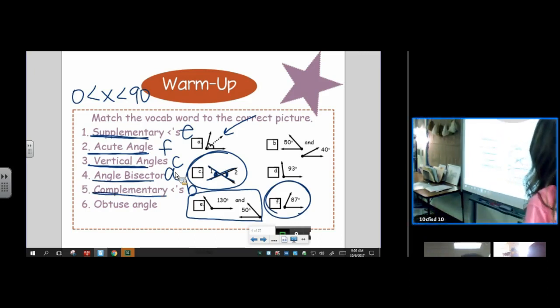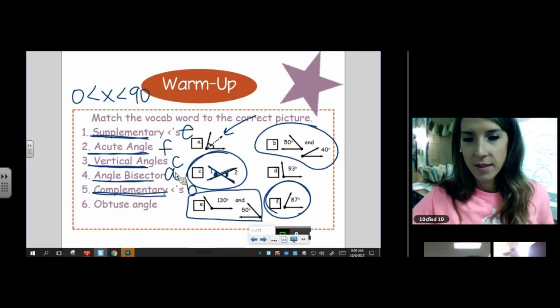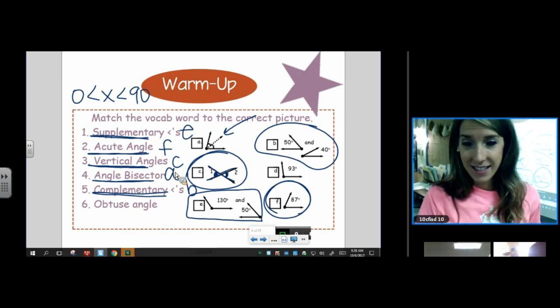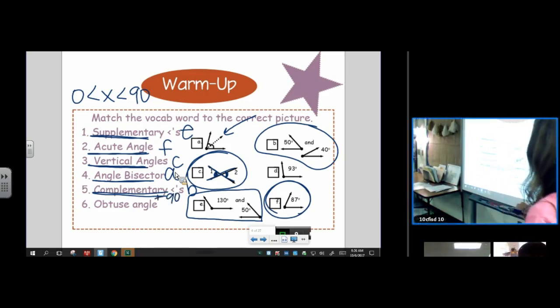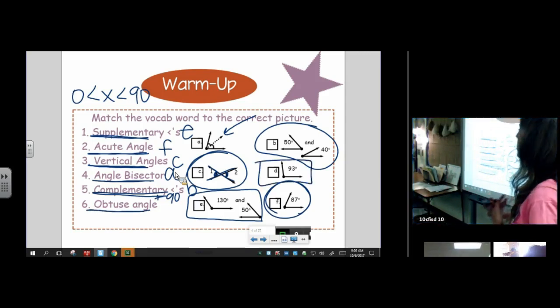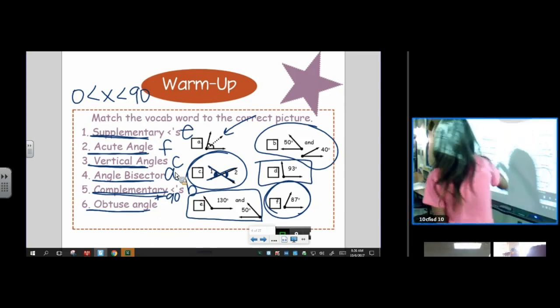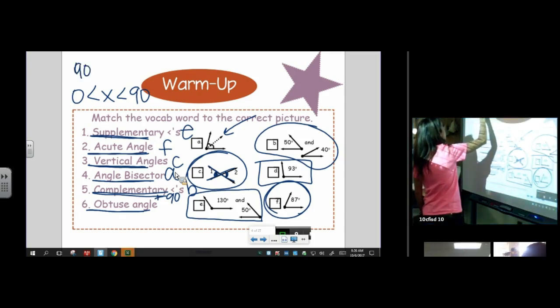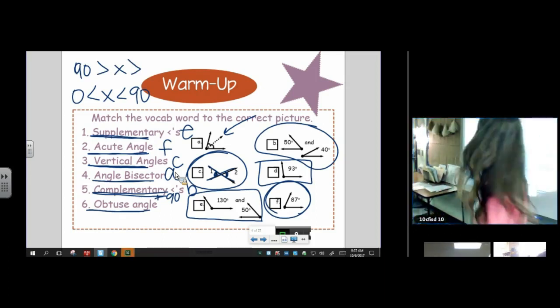Complementary. Y is B, an example of complementary angles. Because their sum is, yes, 90 degrees. Their sum is 90 degrees. 50 plus 40 equals 90. And then finally, the last one, process of elimination. This one is an obtuse angle because it is greater than 90, but it's less than what? An obtuse angle. We want to be greater than 90, but less than, good, less than 180.